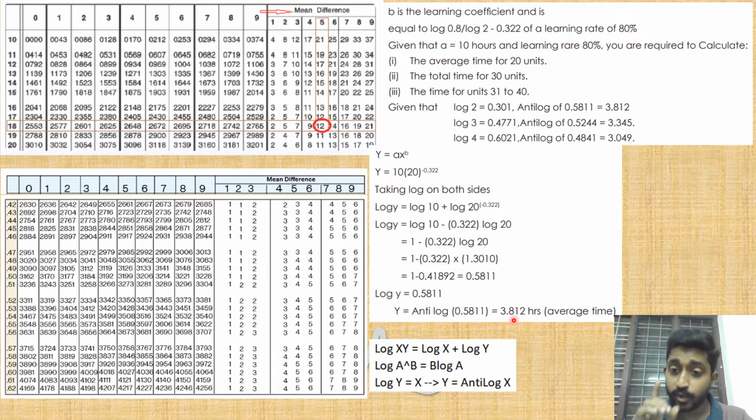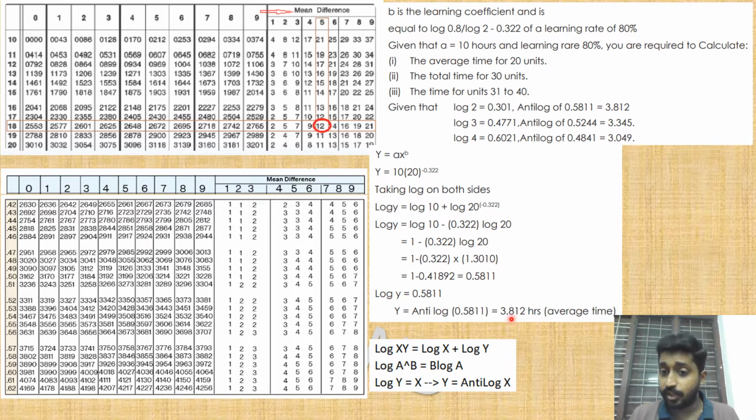3.812. You can also find it here. What is 0.5811? Yes, 0.58 is here, and 1 is here. The meeting point is this, which is 3811. There is one more 1, so in the same row you just come across and you can find the 1 here. So 3811 plus 1 is 3812. Here you have to place the decimal after the first digit, so it becomes 3.812.